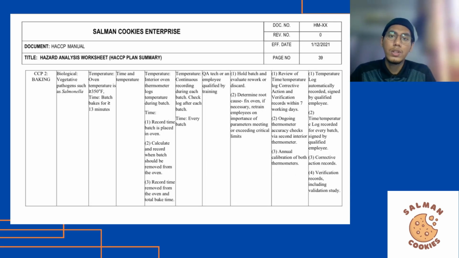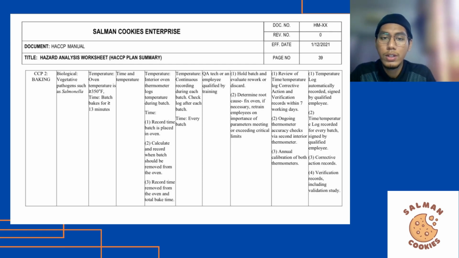Alright, for the next process step, for Salman Cookies Enterprise, we have the baking process step, which is the second CCP for our company. For this CCP, it has a biological hazard, which is the presence of vegetative pathogens such as salmonella. And in order to eliminate this hazard, the time and the temperature must be monitored and checked properly.